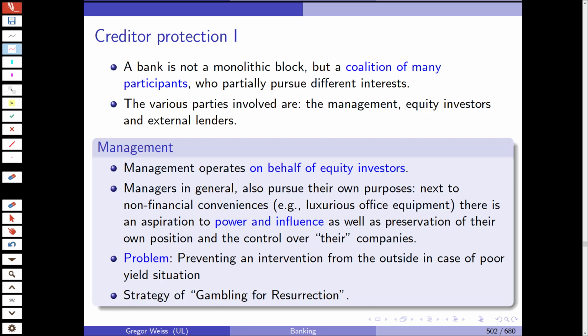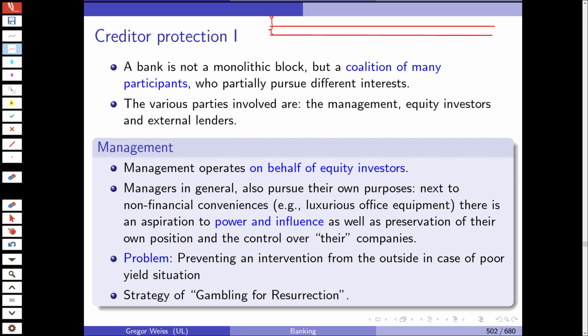Gambling for resurrection is quite interesting. If, for example, this is the default barrier, at this barrier the company, the bank, is worth nothing. Let's say this is the level of debt, and this is what the bank is worth right now. This means shareholders will get this, and bondholders, other creditors, will get this.